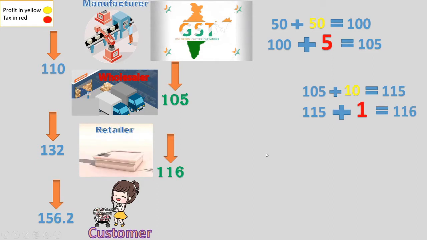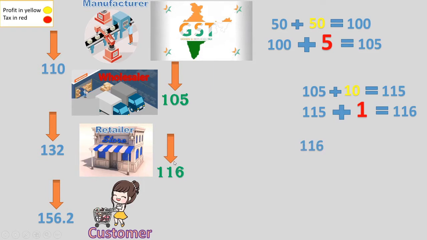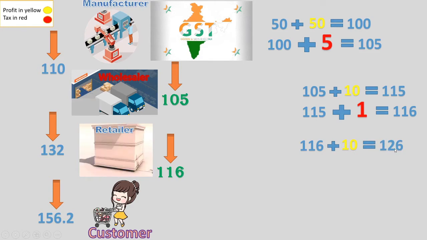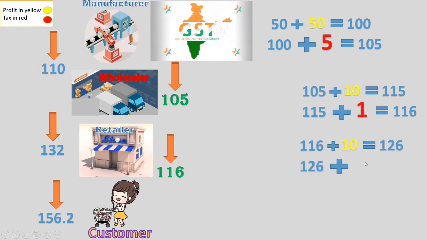Now it is the turn for the customer to pay. The retailer will add his profit, say here for example rupees 10 as a profit, and the cost is going to be 126. Now he is also going to pay the tax on this value addition, that is on this rupees 10.